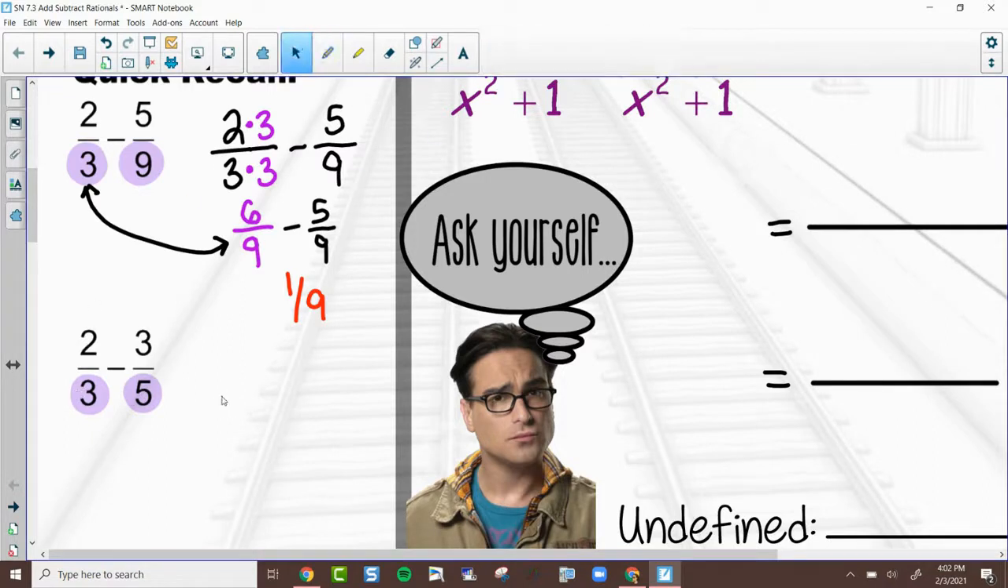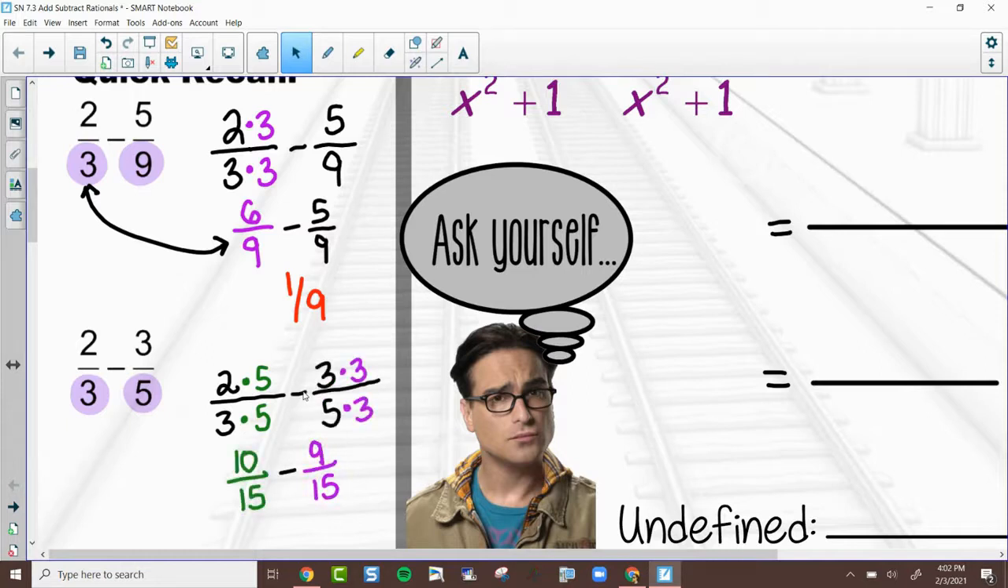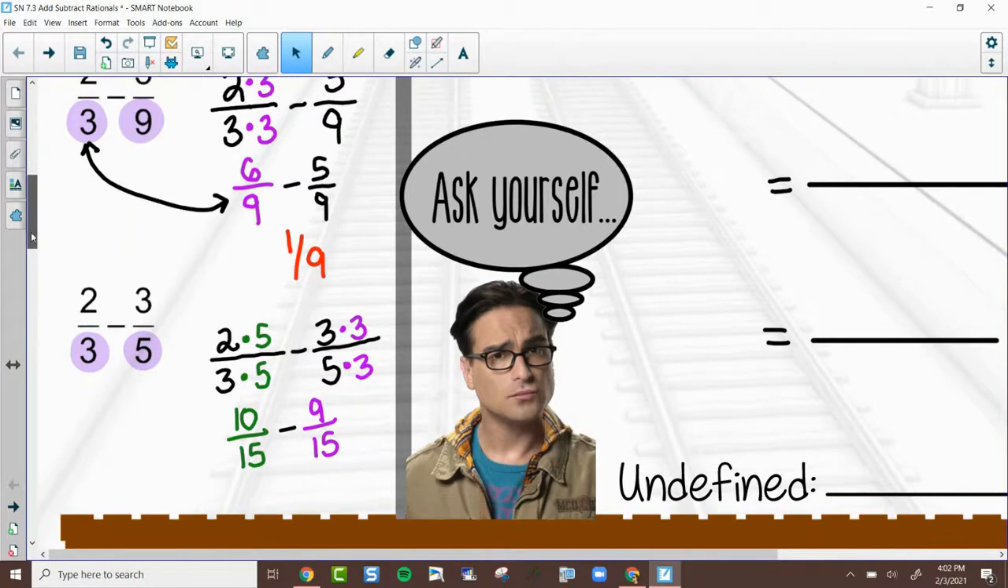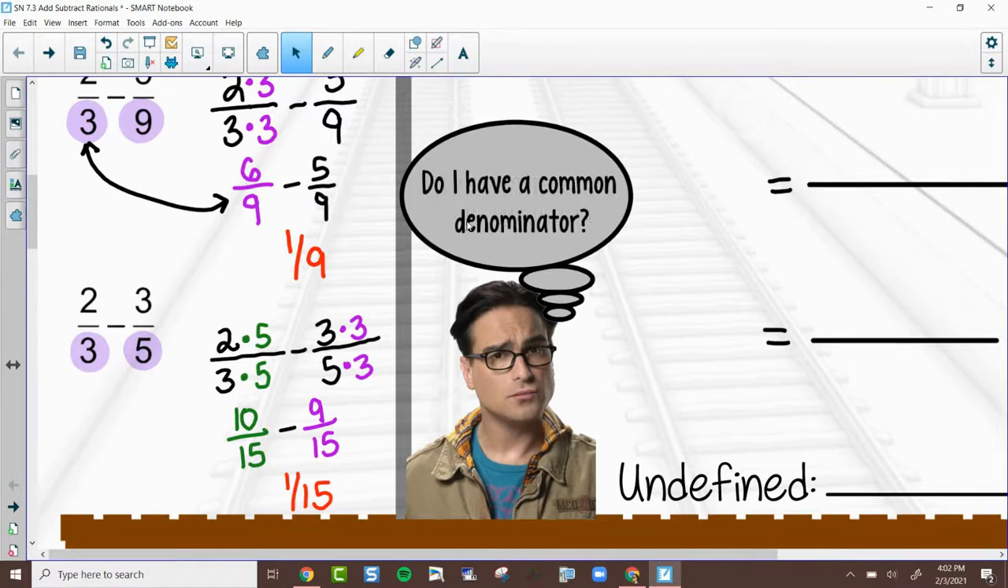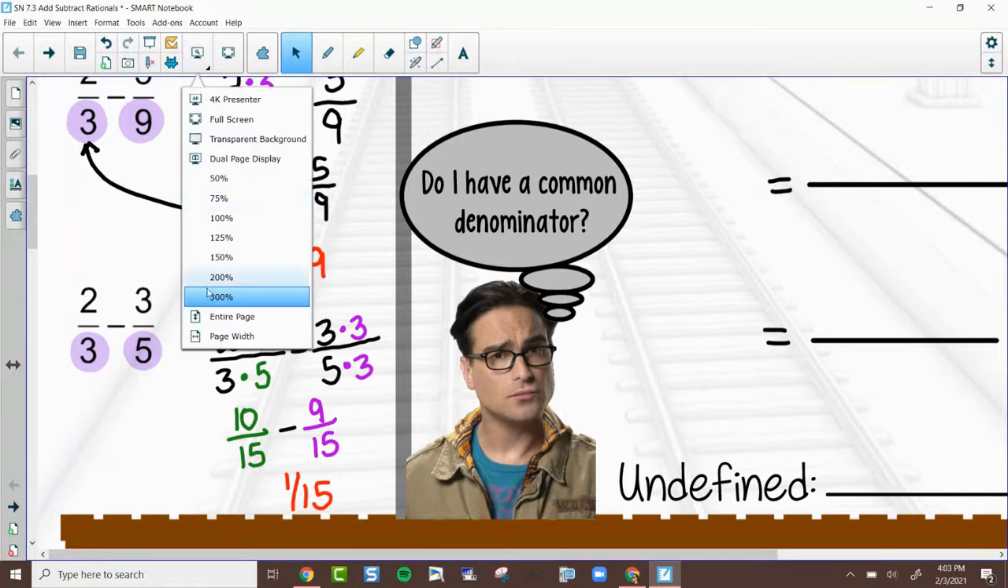So to make each of these a 15, I'm going to take the first fraction and multiply the top and bottom by 5. And then I can take the second one and multiply the top and the bottom by 3. So now I've got these bigger fractions, but at least they have the exact same denominator. And then I can subtract and get 1/15. So always ask yourself, do I have a common denominator? That is the biggest thing when you're working with problems like this.